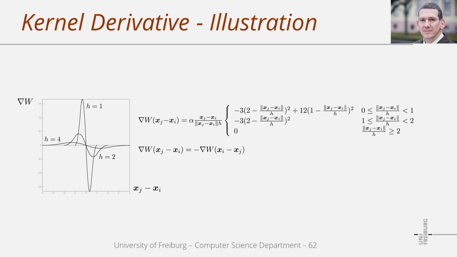Here we have an illustration of the 1D derivative of the cubic spline kernel for 3 different kernel supports. In contrast to the cubic spline, its derivative is not symmetric but antisymmetric. The function is parameterized with the difference of 2 positions xj and xi, where the position xi is typically fixed in an SPH approximation, while the position xj varies with the neighbors that are considered in the SPH sum.